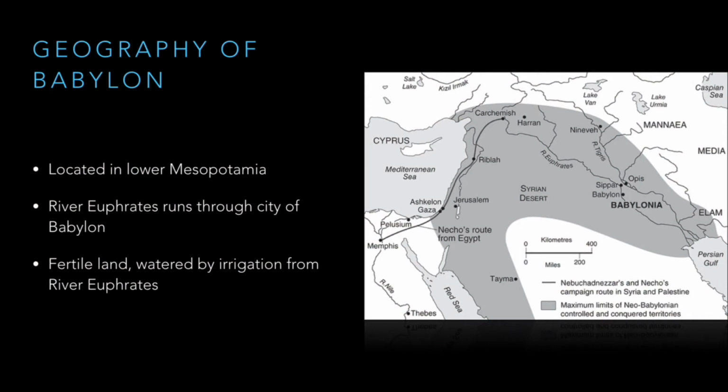Babylon was located in Lower Mesopotamia. So, like Assyria, it was in modern-day Iraq. The river Euphrates actually runs right through the city, and the Babylonians made use of the river by irrigating their land. You can't really tell today, but for most of ancient history, right through to the Roman times, it was one of the most fertile places in the ancient Near East.